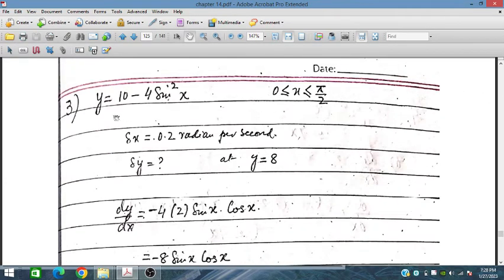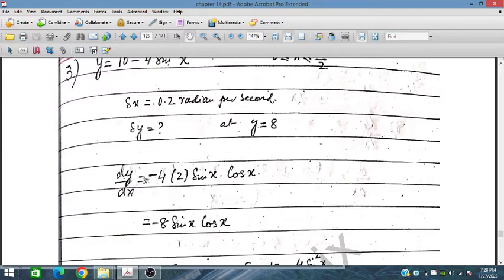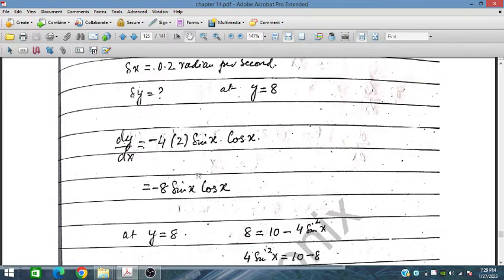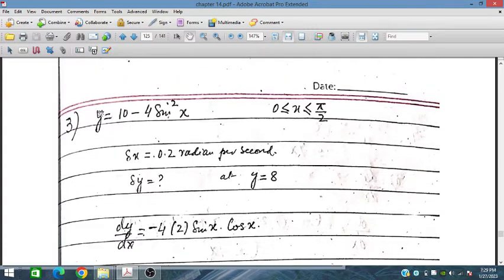Here we have y is equal to 10 minus 4 sin squared x, from 0 to pi by 2, and the change in x is 0.2 radians per second. We have to find the change delta y at y is equal to 8. So dy/dx is placed first, and we have obtained this at y is equal to 8. We place y is equal to 8 here, and we will find the value of x.